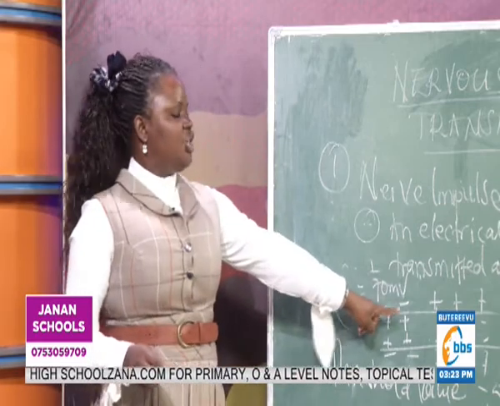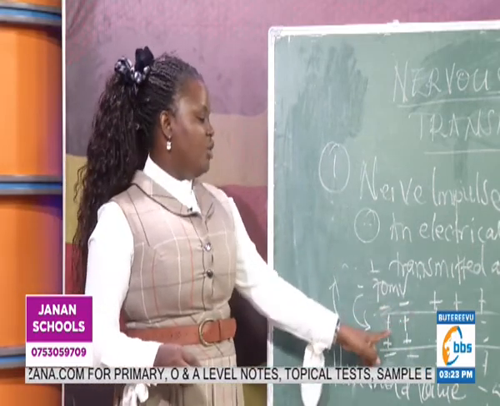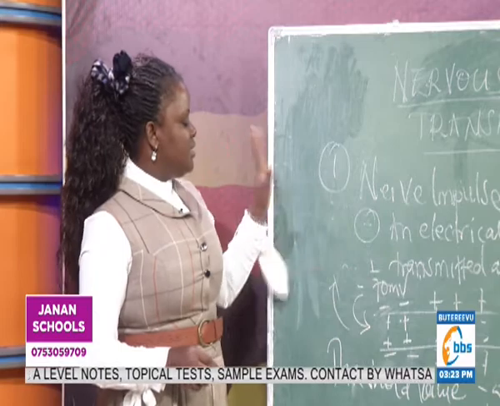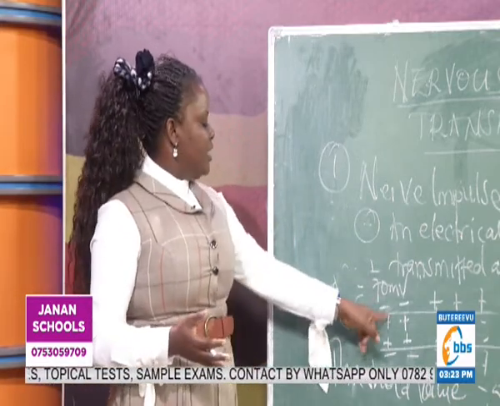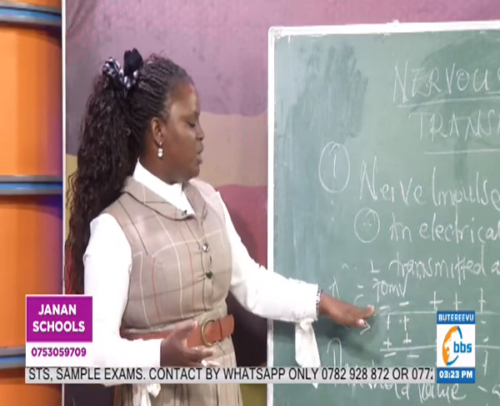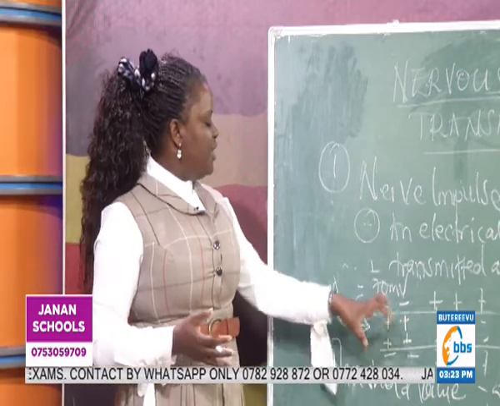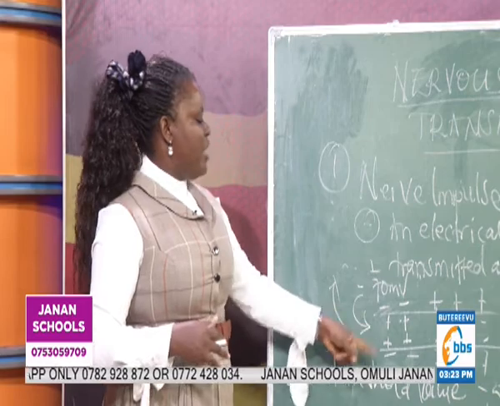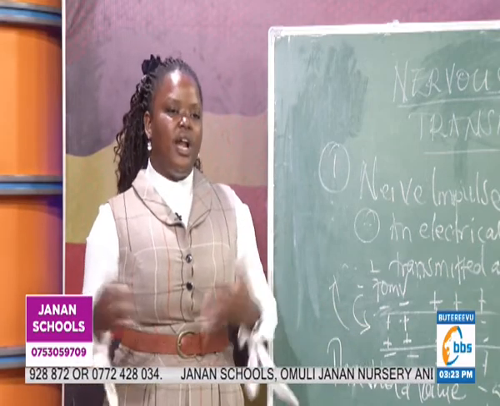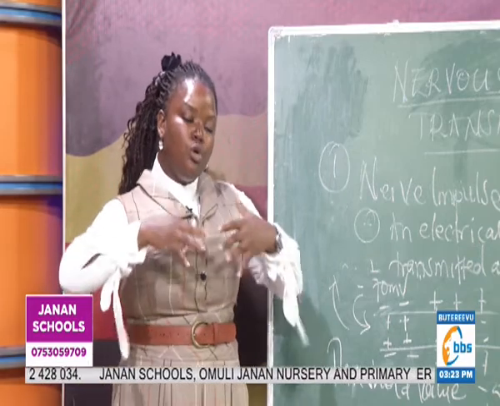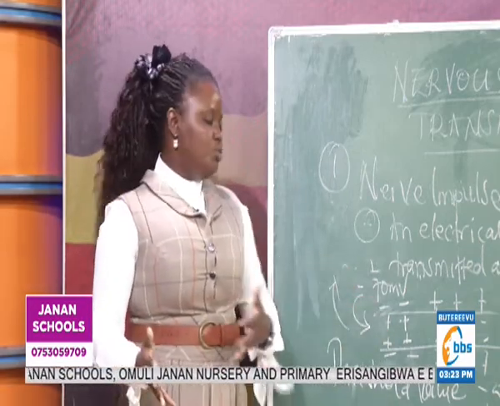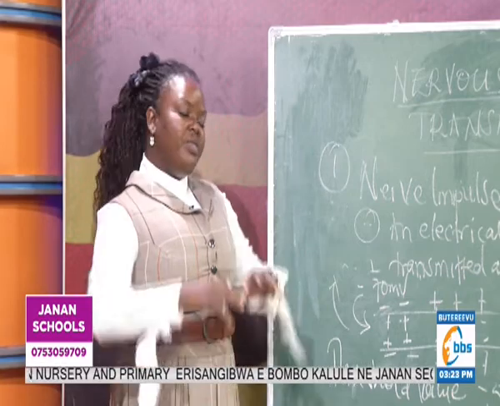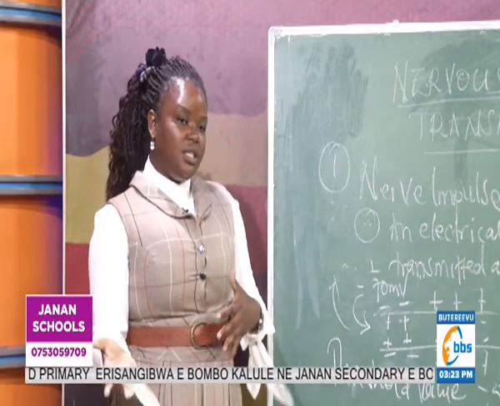Remember, at rest, the outside is more positive and the inside is more negative. But when there is a stimulation, the membrane potential will change so that the outside becomes more negative and the inside becomes more positive. So this is voltage change. Once there is a change in the voltage of the membrane, this membrane is no longer polarized, but becomes depolarized. Depolarized means that the membrane loses its polar nature due to unequal distribution of the positive and the negative charges, brought about by the receptors being stimulated by the stimulus in the external environment.